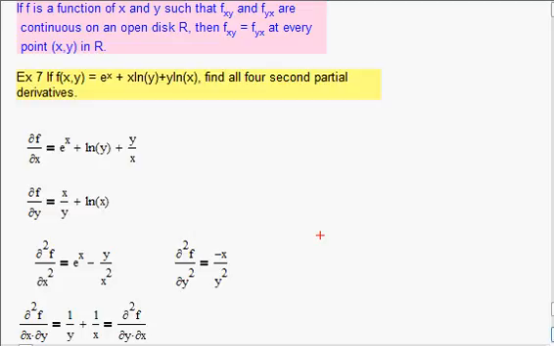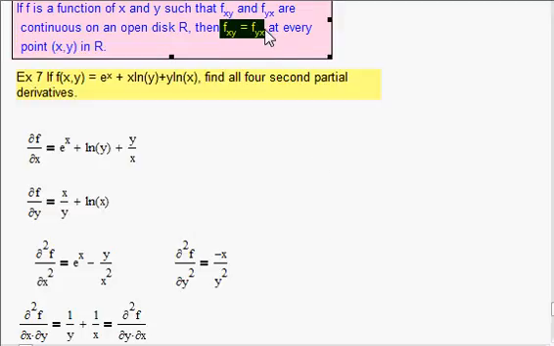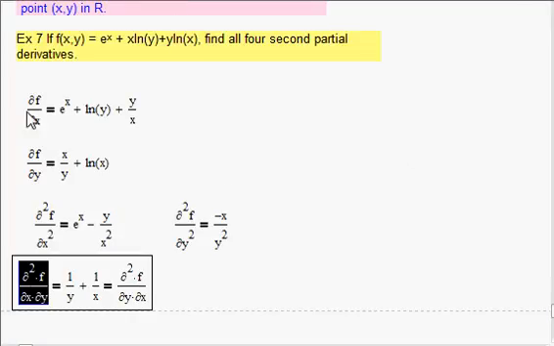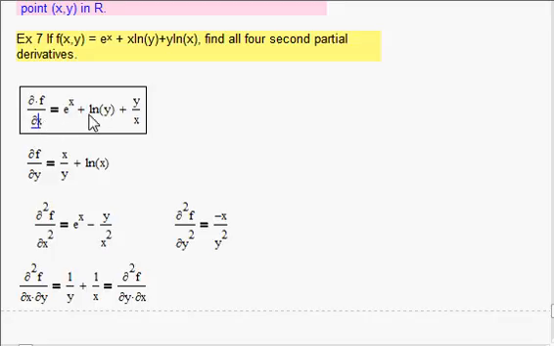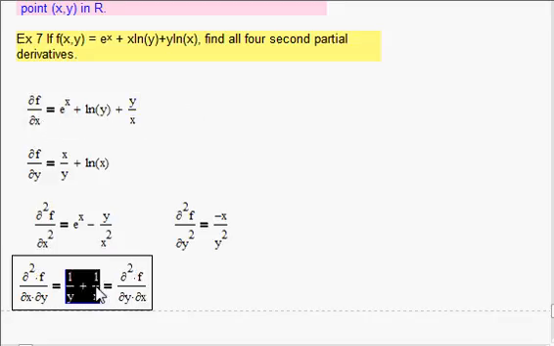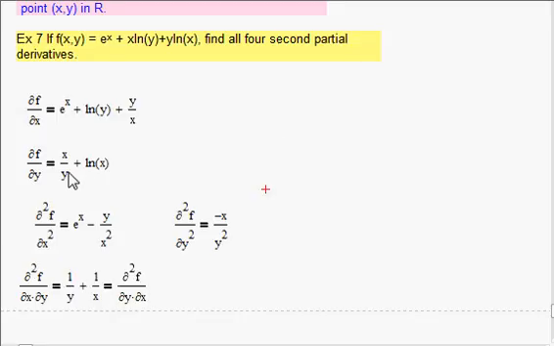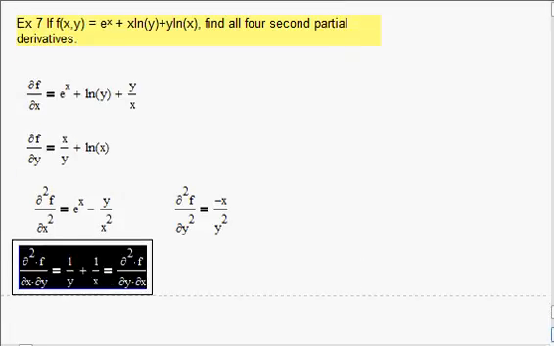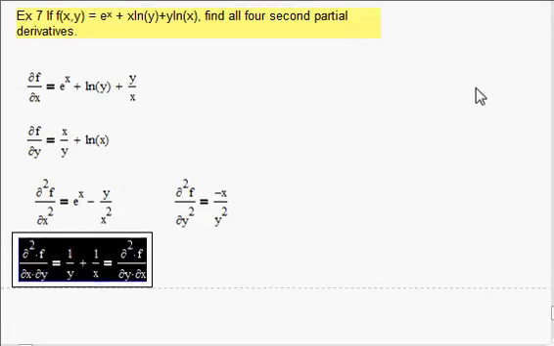And now to check our theorem to see if the mixed partials are equal to each other, we could try that. If you said, what's the derivative of this function with respect to y, it would be 1 over y plus 1 over x. There it is. And if you took the derivative of this function with respect to x, it would be 1 over y plus 1 over x. So there they are, the mixed partials are the same, just as we expected they would be.